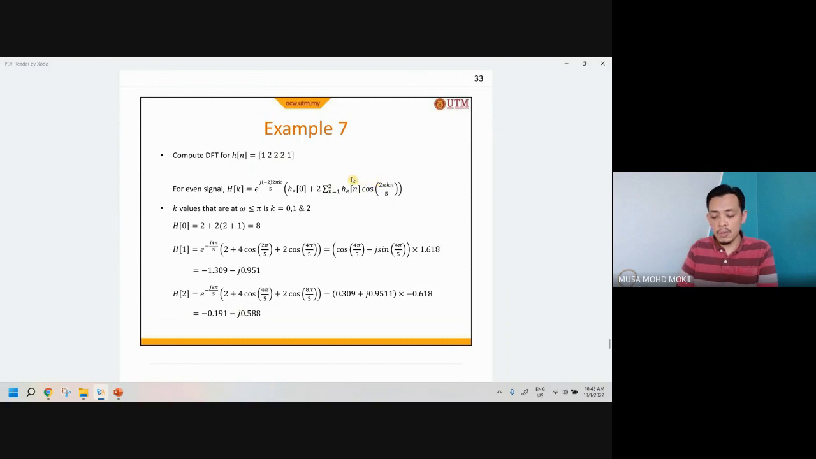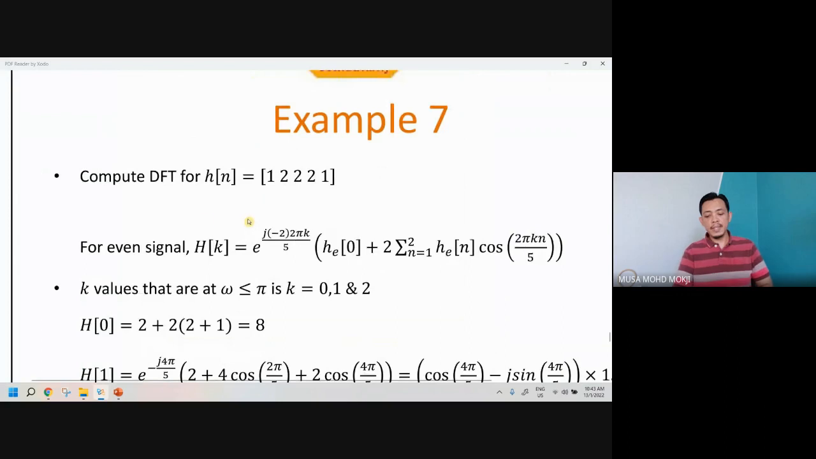Instead of using the original formulas, such as we have done in our first 3 examples, now we're going to use the simplified formula. So let's say we have a system. This is what we call an impulse response. And what is our impulse response? We have 1, 2, 2, 2, 1, and this is actually symmetry.